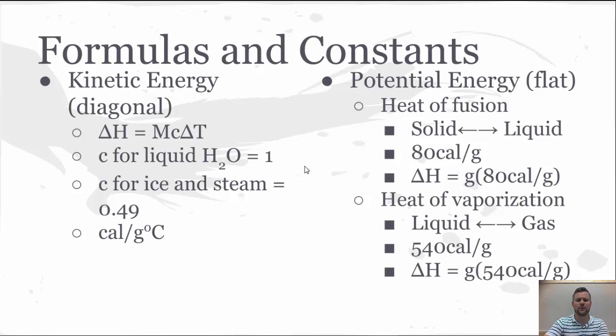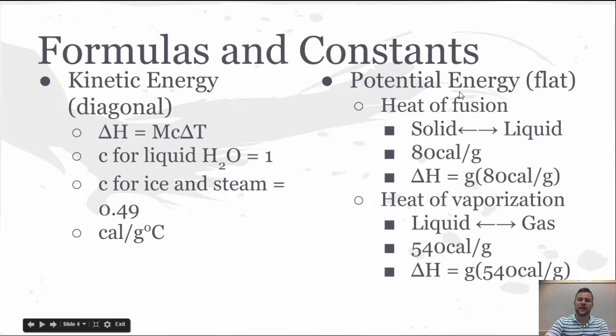We need to know a few formulas and constants in order to make these calculations work. So kinetic energy equations are going to happen only at the diagonal portions of our graphs, and we should already know delta H, change in heat, is equal to MC delta T. We need to remember that C for liquid water is equal to 1. C for ice and steam, which we haven't really spent a lot of time looking at, are going to be 0.49, and these are all measured in calories per gram degree C.